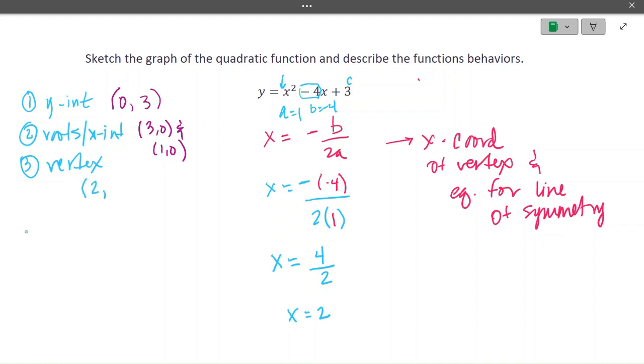I'm also just going to say that my line of symmetry, which we often abbreviate as LOS, is equal to 2. This is that invisible line from which all of our points are equidistant in our parabola.